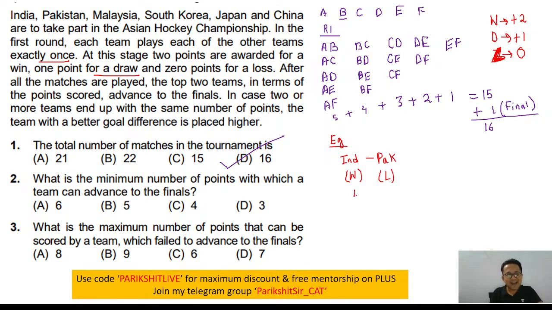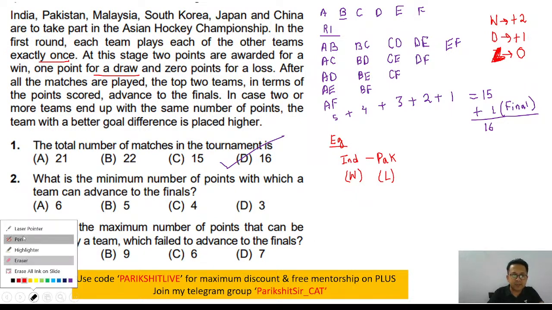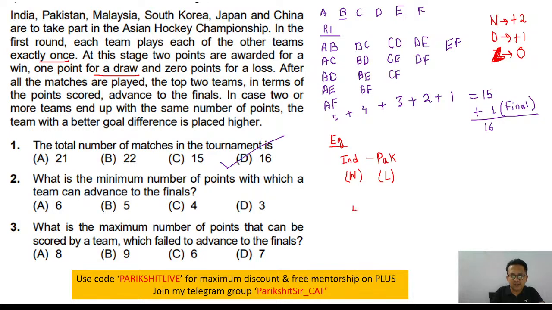Next, India loses and Pakistan wins. Let me keep some space and write it down. India wins, Pakistan loses. Or the other possibility could be India loses and Pakistan wins. And the third possibility could be it's a draw. Both of them end up with a draw.